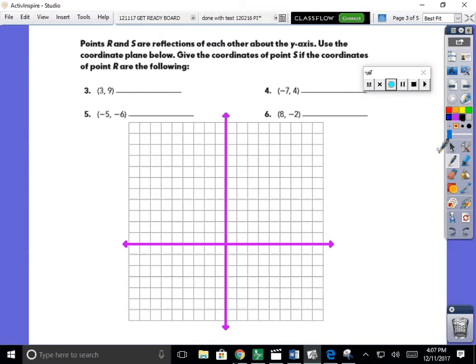This is our third part of our 9.1 lesson where we're showing a video here with the coordinate plane, but this has extended our thinking of coordinate plane to also include reflections. So if you read with me here, points R and S are reflections of each other about the y-axis. This is important. We're reflecting about the y-axis. Use the coordinate plane below. Give the coordinates of point S if the coordinates of point R are the following.